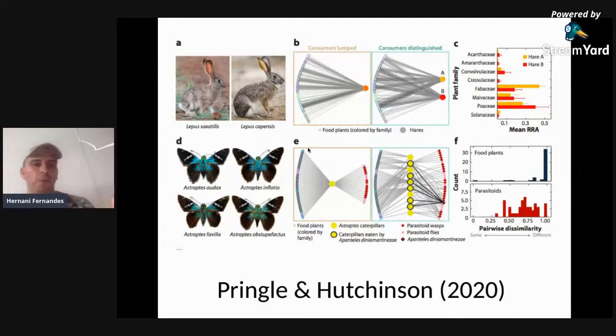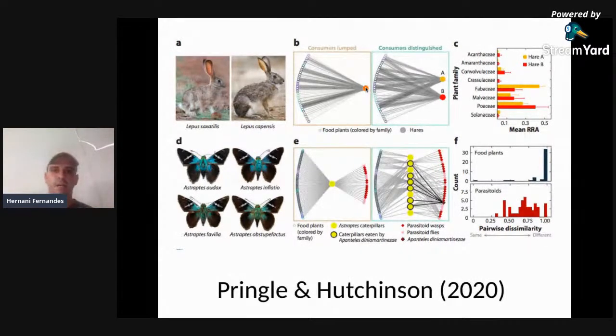So if you think, for example, of these two rabbit or hare species, before DNA barcoding they were considered the same species. So if they are considered the same species, you have a network of interactions where the orange dot represents just one species.